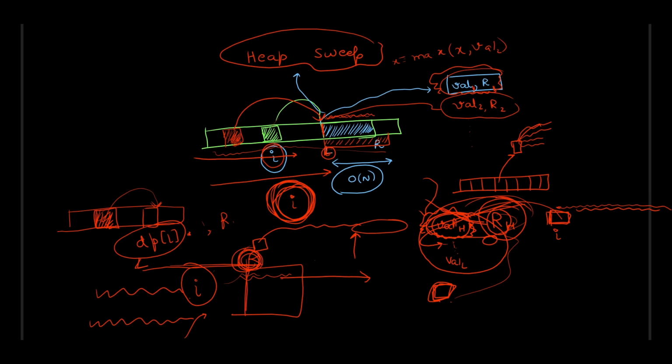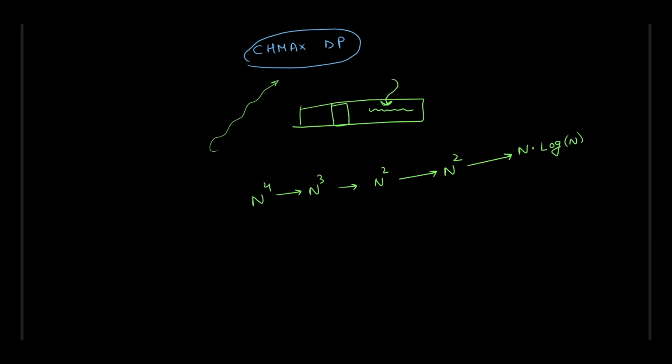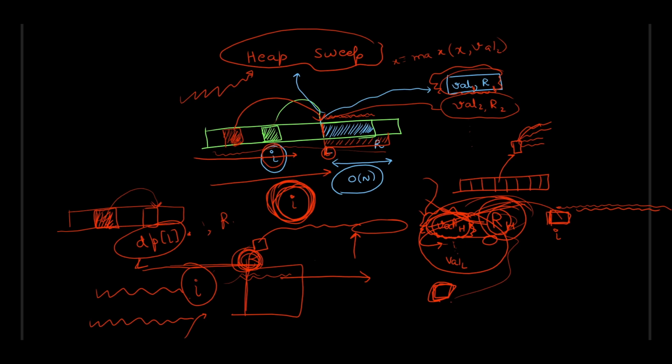So this is another technique called heap sweep, using which you can solve any Chmax range updates DP problems that you see over here, right? Because this can solve a general Chmax. Note that this has no connection to the string problem that we just discussed. This is for general Chmax range updates. So let's look at the implementation.